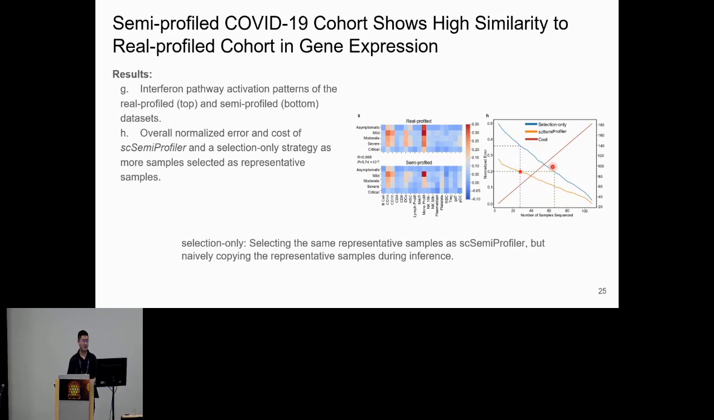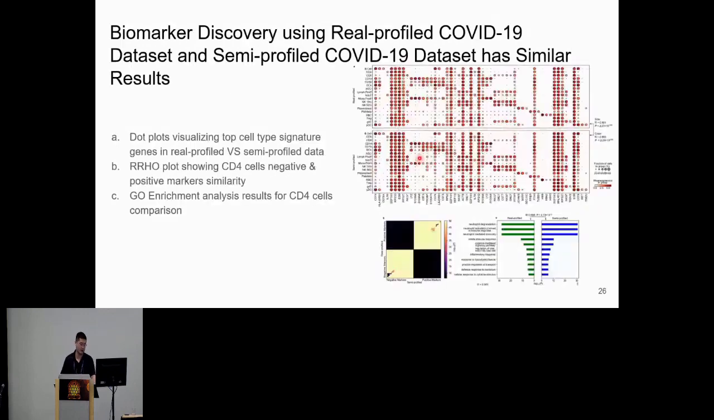And for more in-depth analysis, like biomarker discovery and enrichment analysis, we also show the semi-profile cohort can result in very similar results with the real profile cohort. So here is the biomarker expression pattern, and this is our heatmap quantifying the similarity of the biomarker. Brighter color means higher similarity. And we also show the enrichment analysis results are also quite similar.